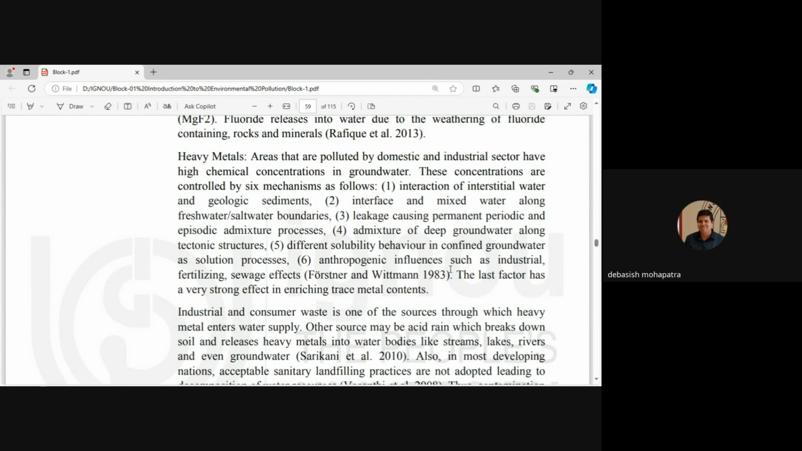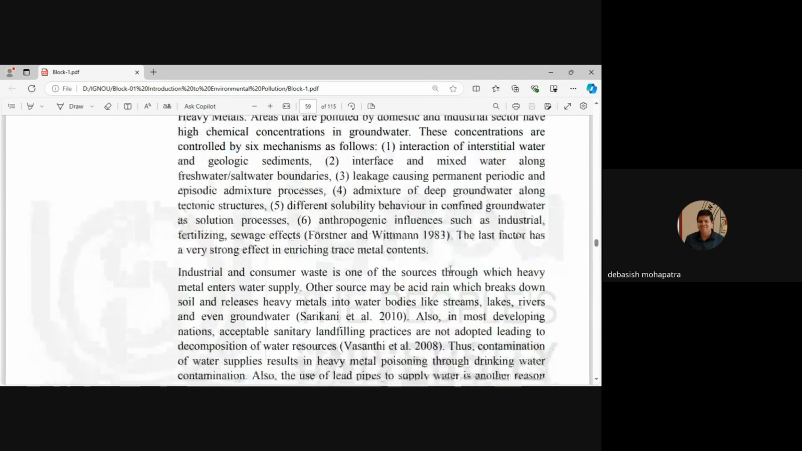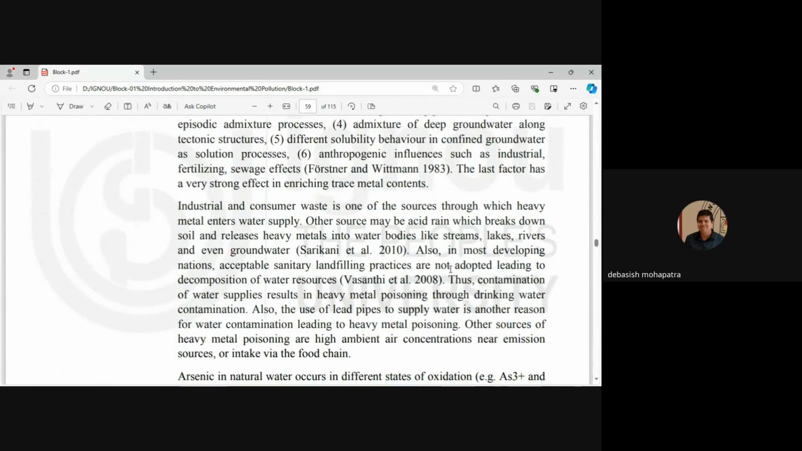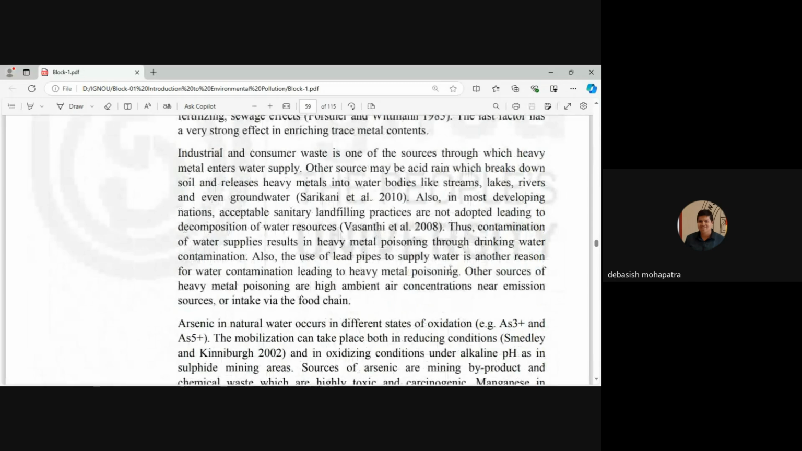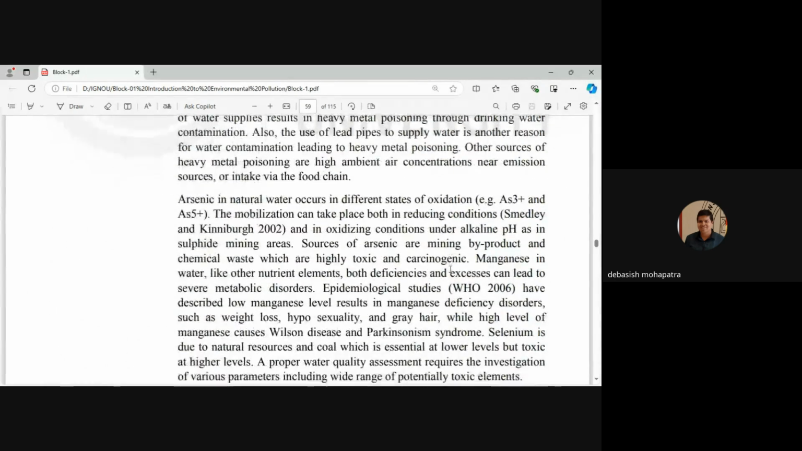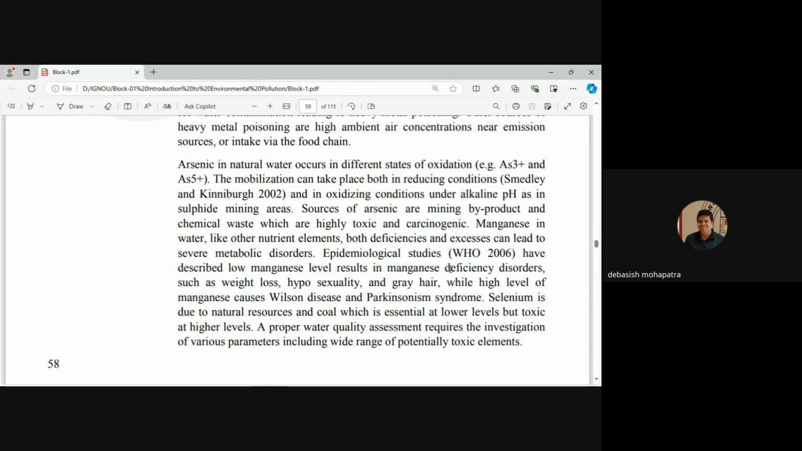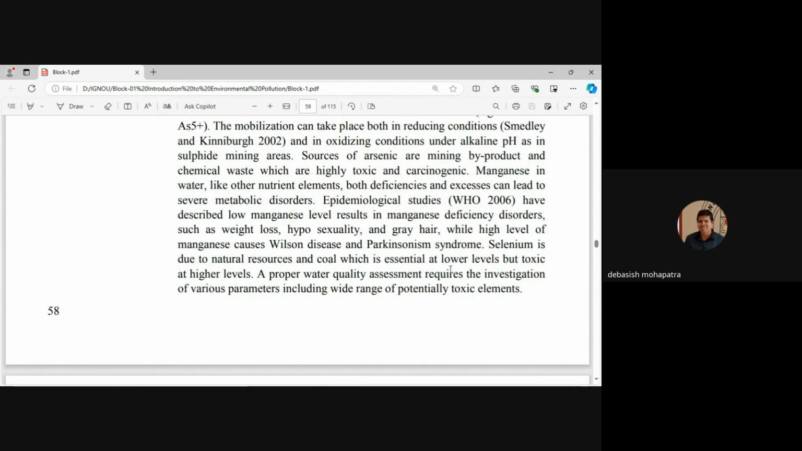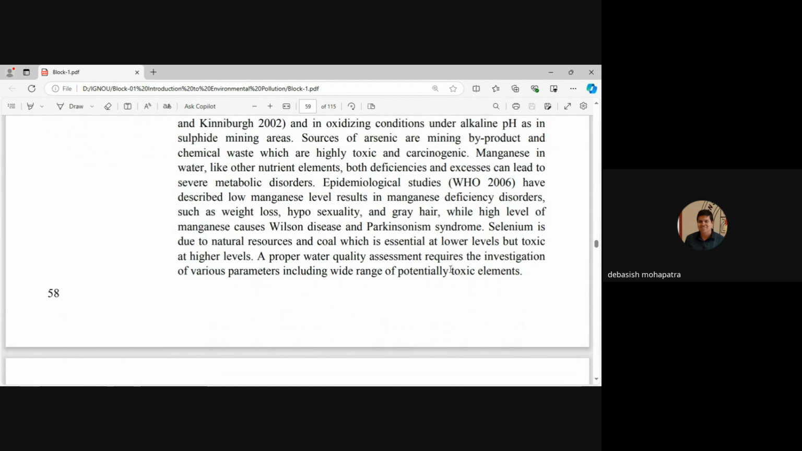Okay, so mainly industrial activities lead to the addition of heavy metals to water, and these are harmful. One of the common ones is arsenic. Then manganese in water, like other nutrients, both deficiency and excess can lead to severe metabolic disorders.